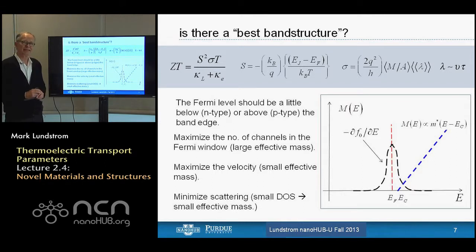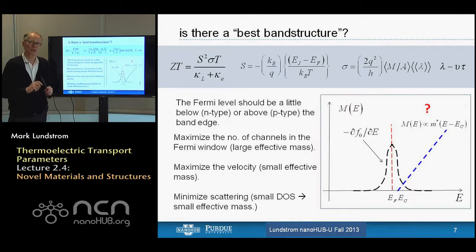We also want to minimize the amount of scattering. Mean free path is velocity times average time between scattering events. To minimize the scattering, we want to minimize the number of states that we scatter to. That also requires a small effective mass, just the opposite of what it requires to maximize the number of channels. So there are some very severe constraints here. And you can think about more complicated band structures and anisotropic band structures that might help you make these trade-offs. But it's not trivial to try to select the band structure that would give you the optimum thermoelectric performance.